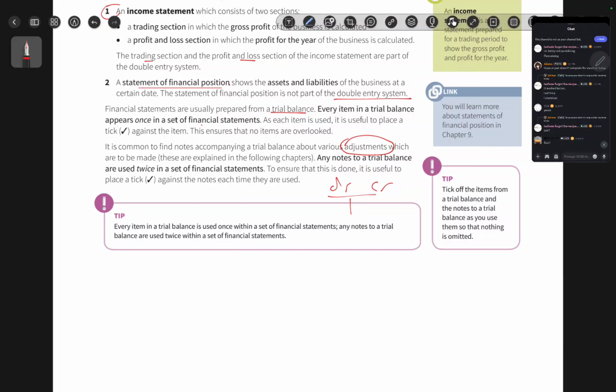Anyway, any notes about adjustments are to be made. Now, this will be explained in the following chapters. We saw the chapter for other payables and other receivables. It's in that, okay? But don't worry, it's going to be easy.